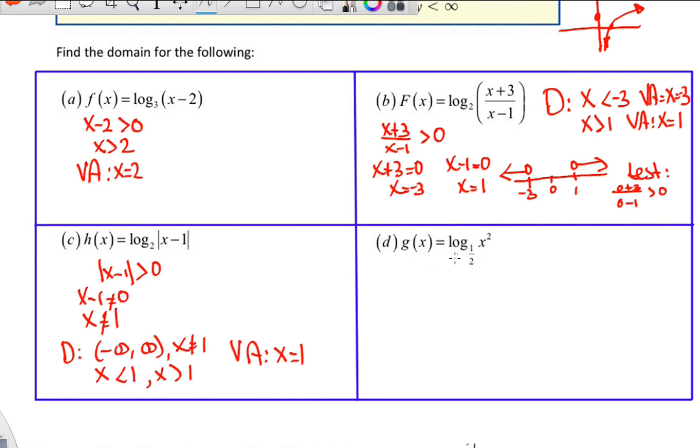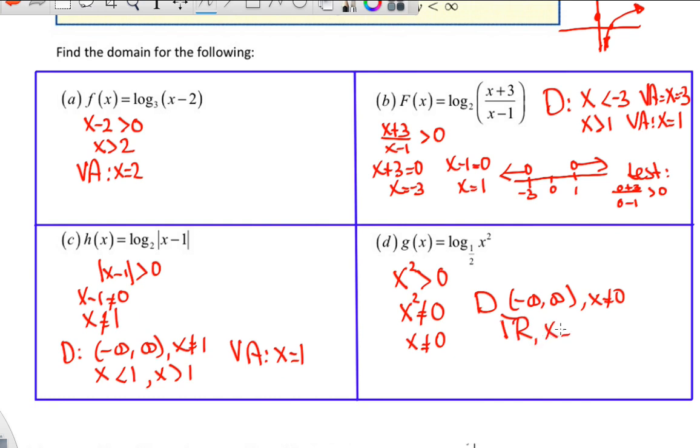Last one over here, if the base is a half, this still needs to follow the rule that it has to be larger than 0. It's similar to the absolute value. This is always larger than 0, except x squared cannot be equal to 0, so x cannot equal 0. So the domain would be written the same sort of way. You could write it from negative infinity to infinity, except x cannot equal 0. You could write it with inequalities. You could also write it as all real numbers except x equals 0. That means that there is a vertical asymptote at x equals 0. Okay, so that's a little bit about domains.